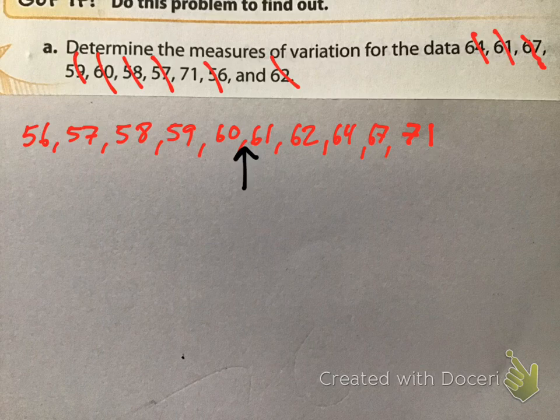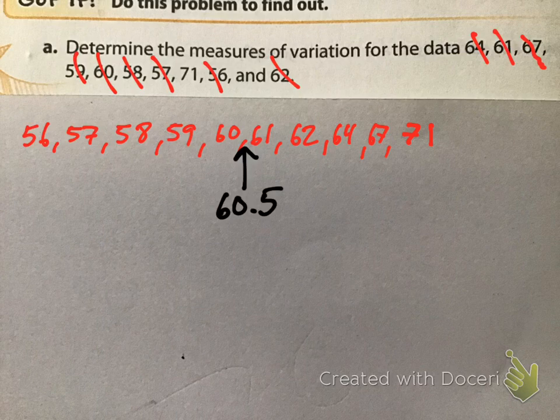Just like we did earlier, the number between 1 and 2 is 1.5. The number between 3 and 4 is 3.5. The number between 6 and 7 is 6.5. So the number between 60 and 61 is 60 and 1/2, 60 and 5/10, any sort of thing around that line. So that's going to be our median.